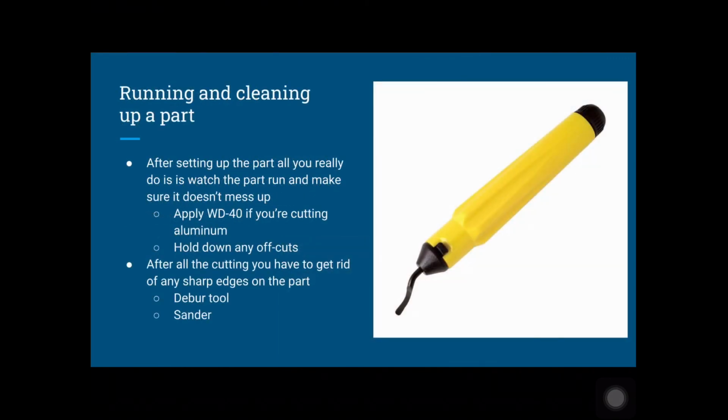After all the setting up, all that's left to do is to run the part and cut it out. After you do this, the part will come out likely with some sharp edges which can cut skin. To prevent any injuries, we use a deburr tool, which is shown in the picture, that allows us to clean up and shave away any sharp edges. After all the deburring, the part is done and can be handed off to the designers to use.